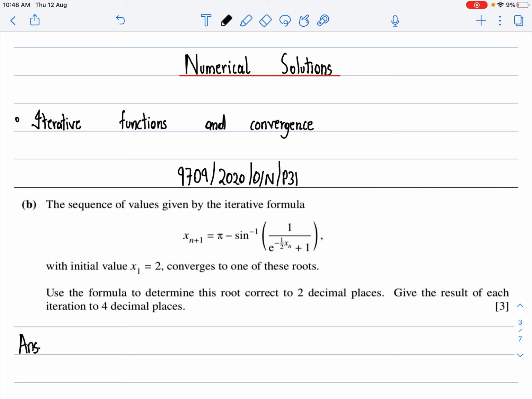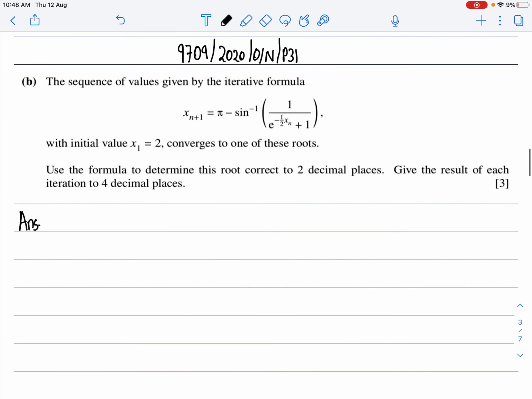Today we'll be learning the concept of iterative functions and convergence, which is a subtopic in the chapter of numerical solutions. So we'll be learning this concept via past paper examples. Okay, so this example is basically from 2020 October-November paper 31.